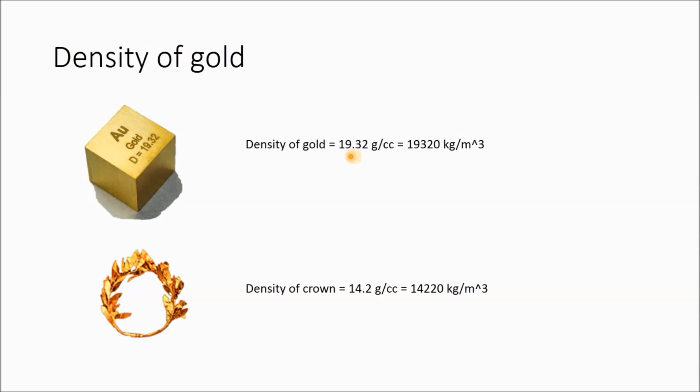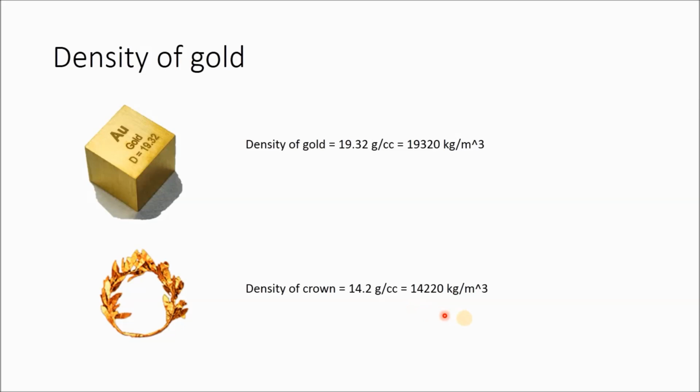You can say the pure gold is 19.32 gram per cc, or equal to 19,320 kg per meter cube. But this crown is an irregular shape. You put it into the water, collect the water quantity or the volume, then weigh it. That ratio you got as 14.2 gram per cc, or 14,220 kg per meter cube, is the density of the crown.